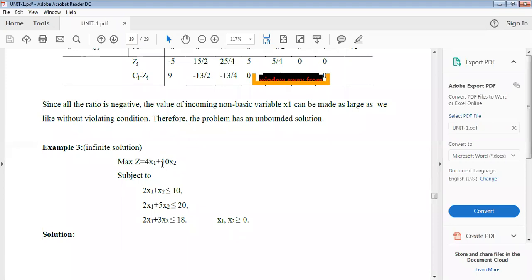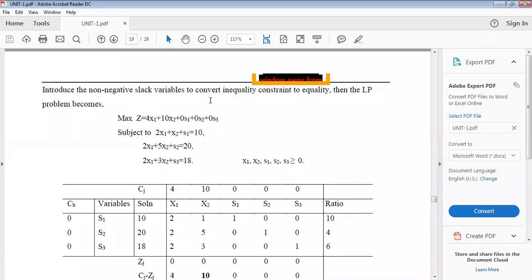There are two variables, x1 and x2, and all three constraints have a less than or equal sign, so the problem attracts only slack variables, that is plus s1 for the first, plus s2 for the second, and plus s3 for the third. You will attract three slack variables, and thereby you have to convert the problem. So we introduce non-negative slack variables to convert the inequality constraints, meaning less than or equal to constraints, to equality.